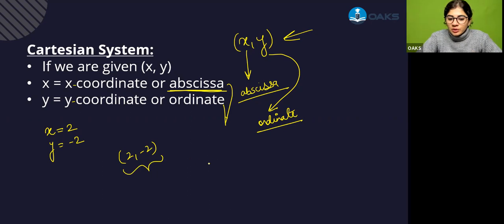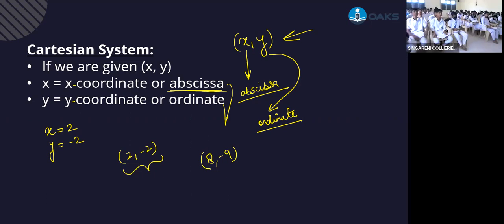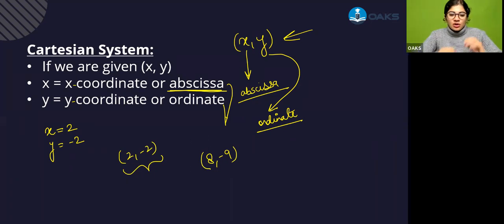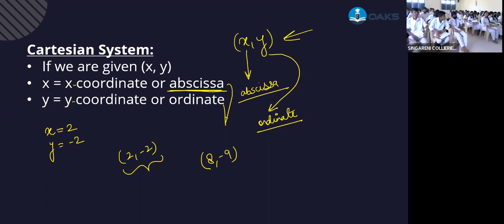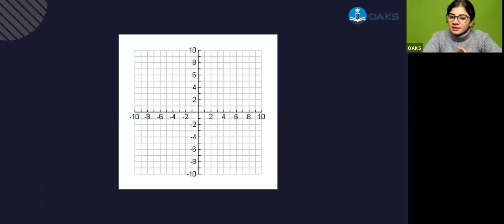Now, if I told you that 8, comma, -9 is my point, kindly tell me the ordinate of the point. Will you be able to tell? -9, right? So, if in any manner the question is a little bit confusing, you have to stick to your basics. X is called the abscissa, y is called the ordinate, or x is called the x coordinate and y is called the y coordinate, right? Everybody clear? Okay, let's move on to the presentation part.